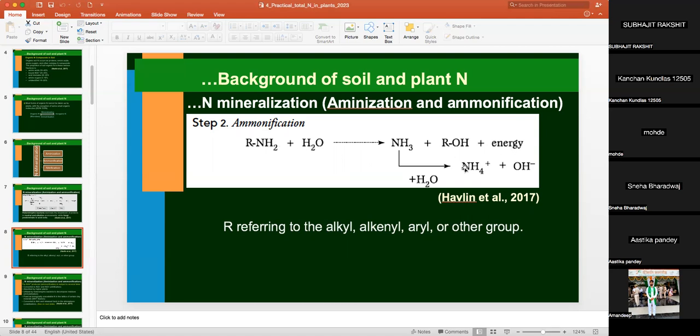Here ammonium is formed. Now depending upon the pH, this ammonia is very, very unstable. Either it will make ammonium or it will be lost. Depending upon the soil pH, if soil pH is high, it will be released as ammonia. So volatilization will be there.